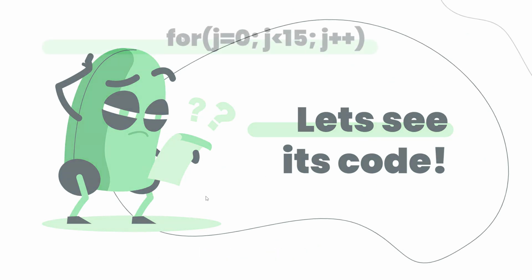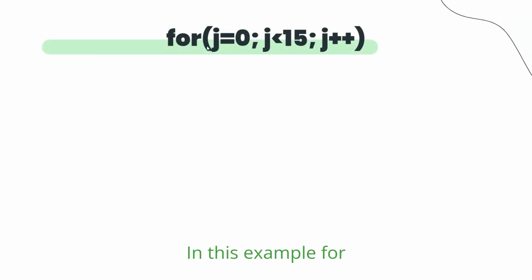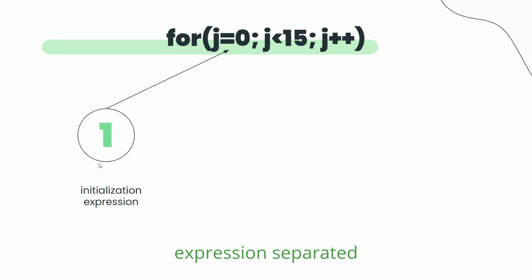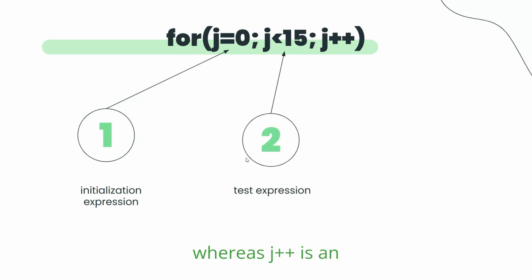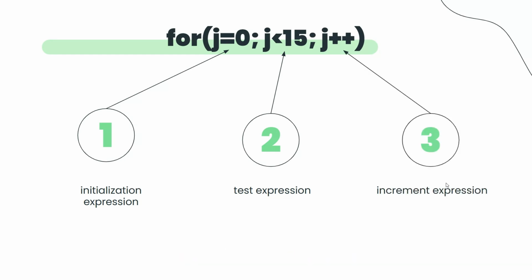Let's look at its code. In this example, in for (j = 0; ...), j = 0 is the initialization expression, separated by a semicolon, j < 15 is the test expression, whereas j++ is the increment expression.